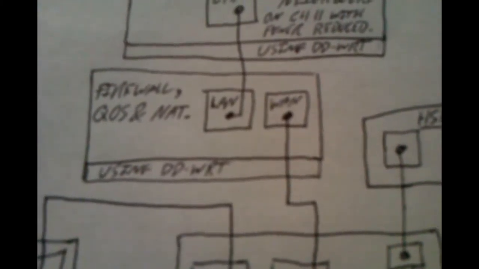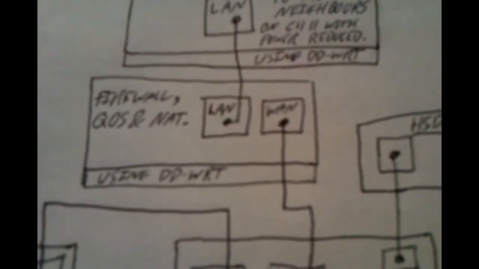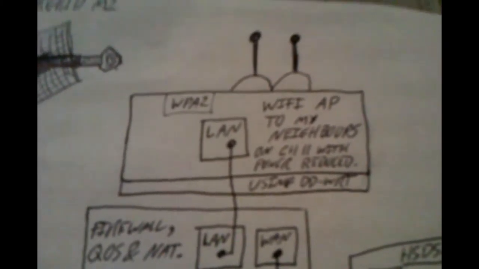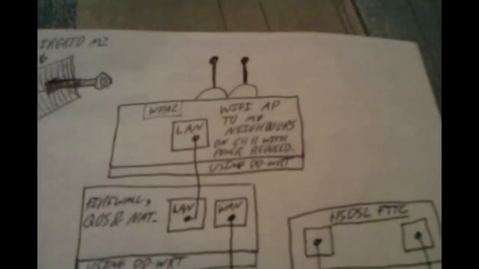One goes to a firewall, QoS and NAT, in via the WAN port, and the LAN port feeds another DD-WRT router. Now, these DD-WRT routers, this one is the D-Link DIR-615, probably can't focus on that, but I've got two of those. One is here on my diagram, and the other one is up there.